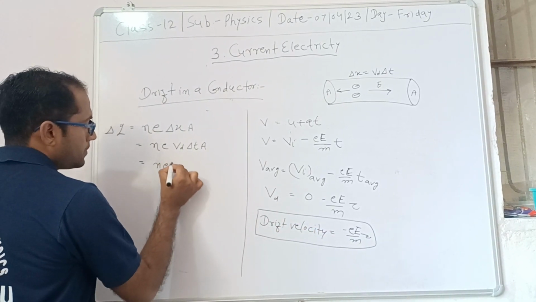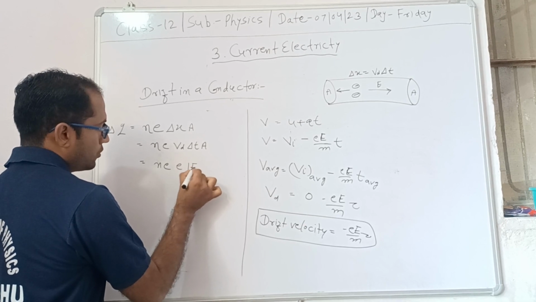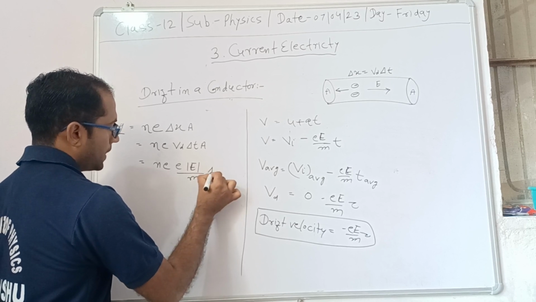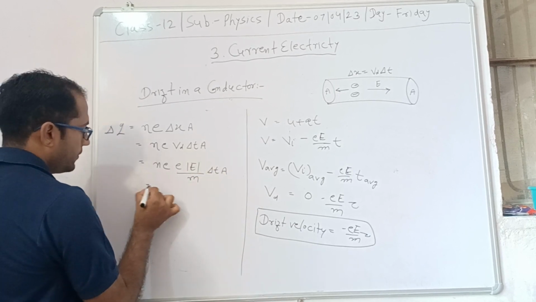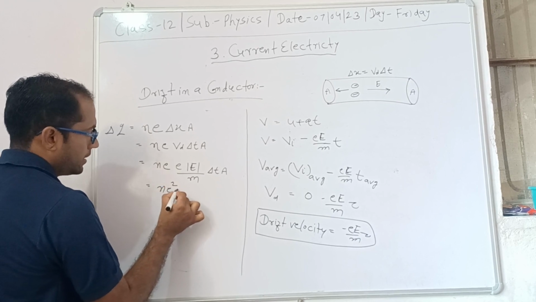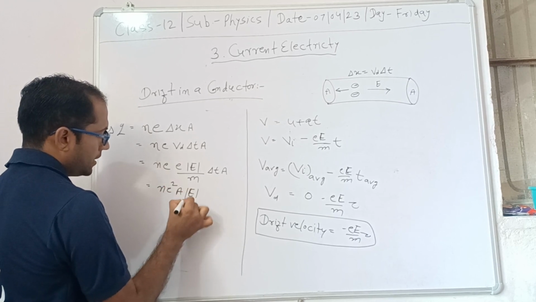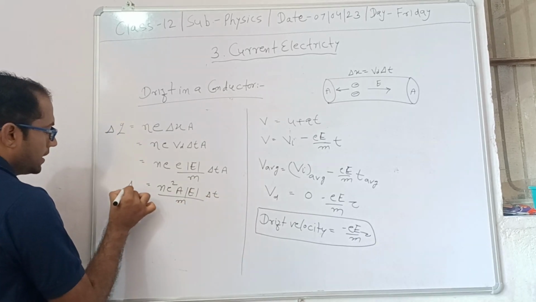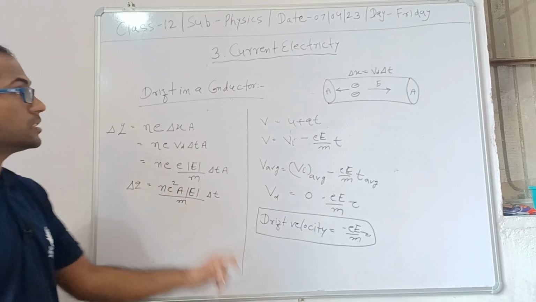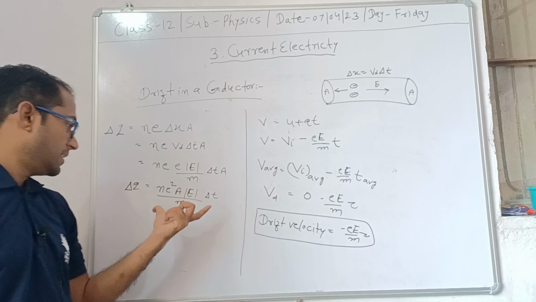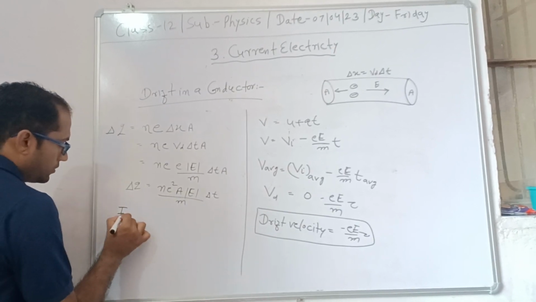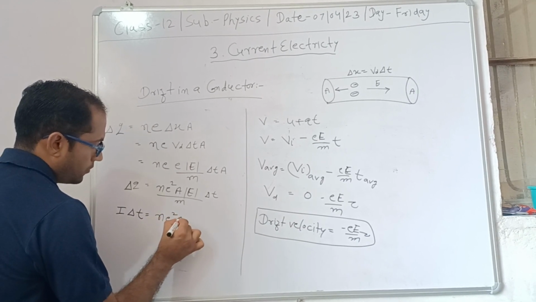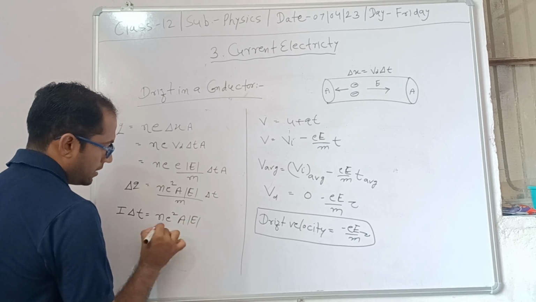The modulus of e converts into a positive sign, giving n e times e E tau by m, delta t, A. If we simplify this, we get n e square A E tau by m into delta t, and this is basically delta q. This is the total charge flowing in this conductor. If we convert it, delta q equals I delta t, so we use this formula here and get another formula.